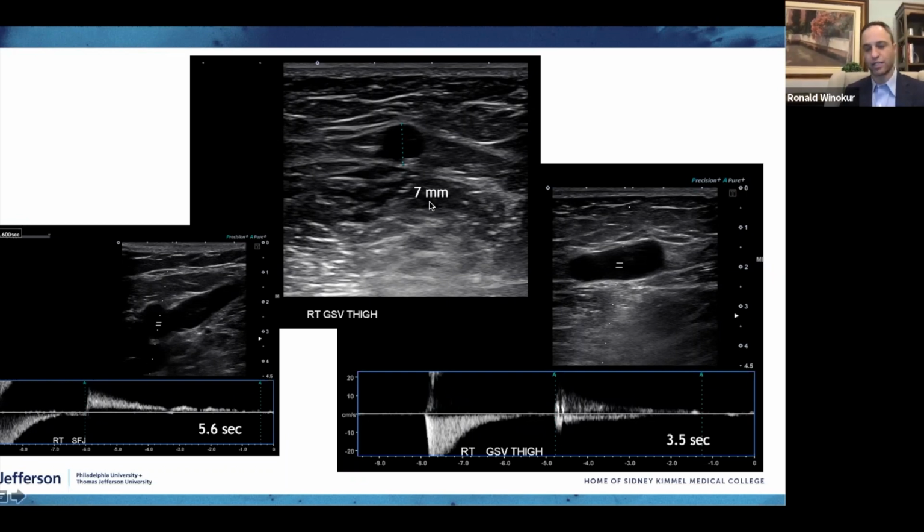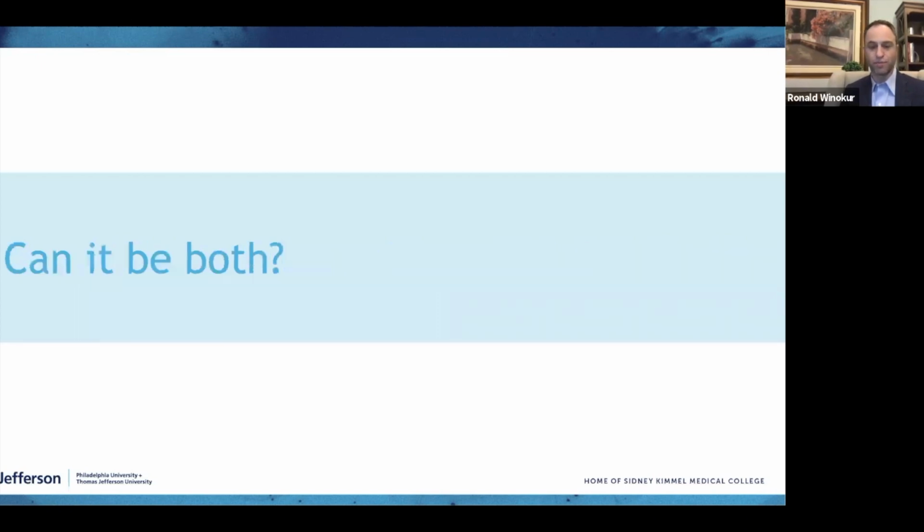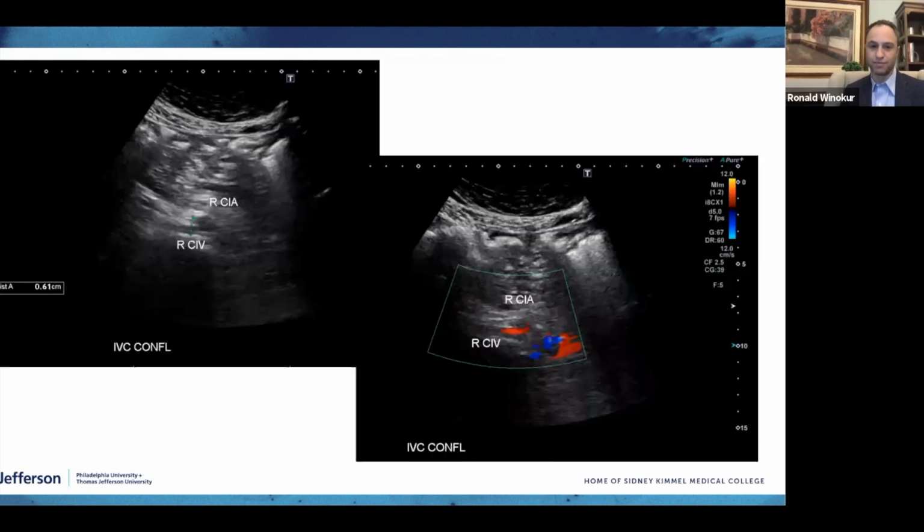There is a dilated great saphenous vein of 7 millimeters and 3.5 seconds of reflux extending down the GSV in the thigh. So those varicosities that we saw in his thigh are not just collaterals to his obstruction, but really are reflux disease and varicosities or superficial venous disease in addition to his deep vein obstruction. So again, is this deep obstruction or superficial reflux? Sounds like both. Can it be? I think it can be.